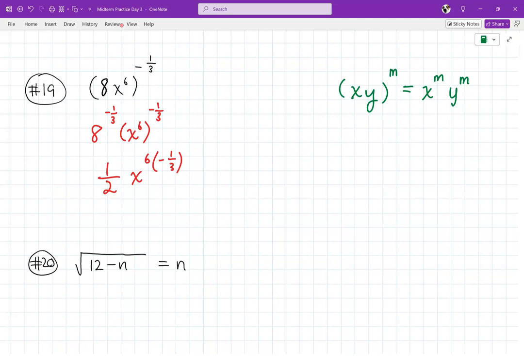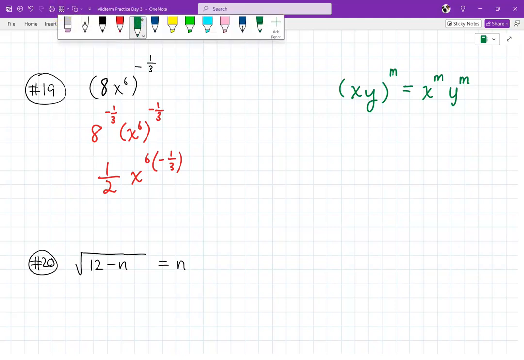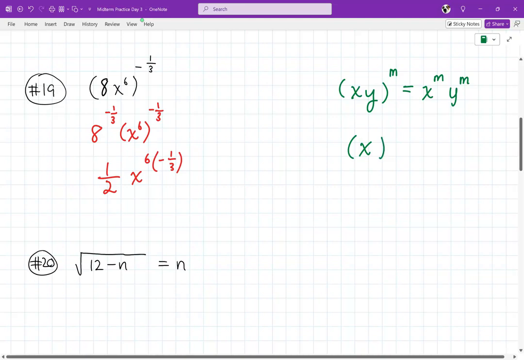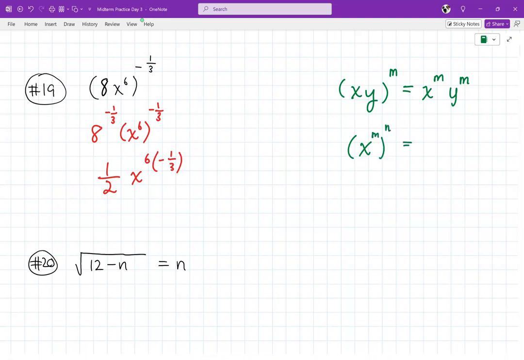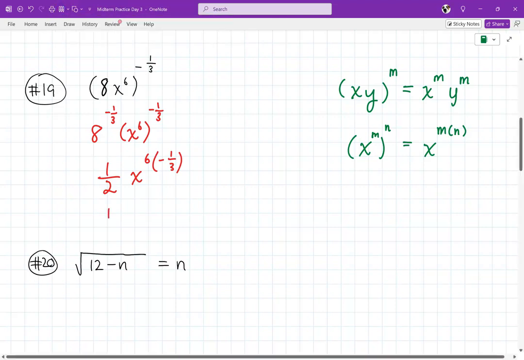Remember, that's supposed to be x to the 6 times negative 1/3. You multiply, right? So here's another property that you guys are supposed to know. When you have a power raised to another power, it becomes a product. So the power of 6 raised to the power of negative 1/3 means multiply 6 times negative 1/3. Well, that equals negative 2. So your answer will be half x to the negative 2.